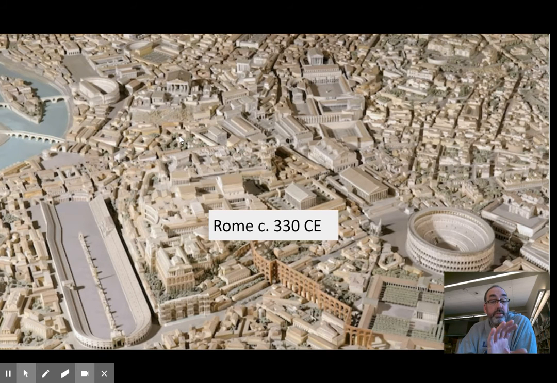Okay, now this is from about 330 CE, so in the Common Era, about 1700 years ago. Just take a minute, take a look at it, and see if you can orient yourself. Do you see where the Circus Maximus is? Can you see the Tiber Island? Can you see the Temple of Jupiter and the Tarpeian Rock? Okay, those things are still there.